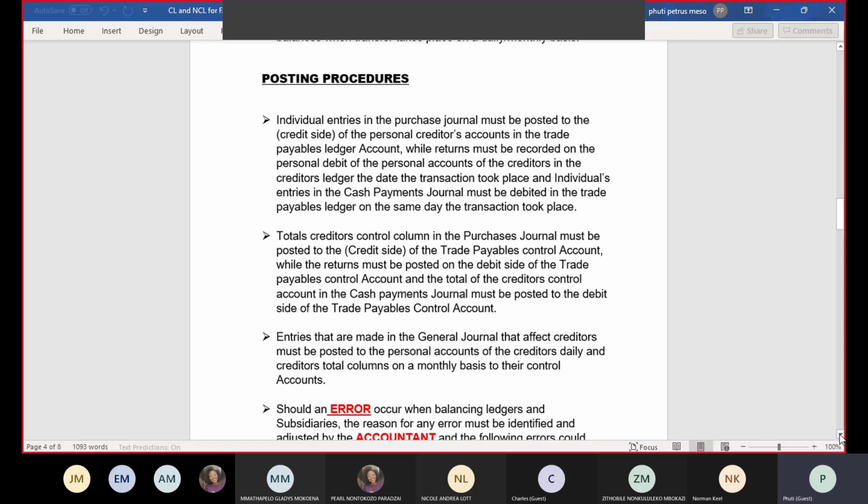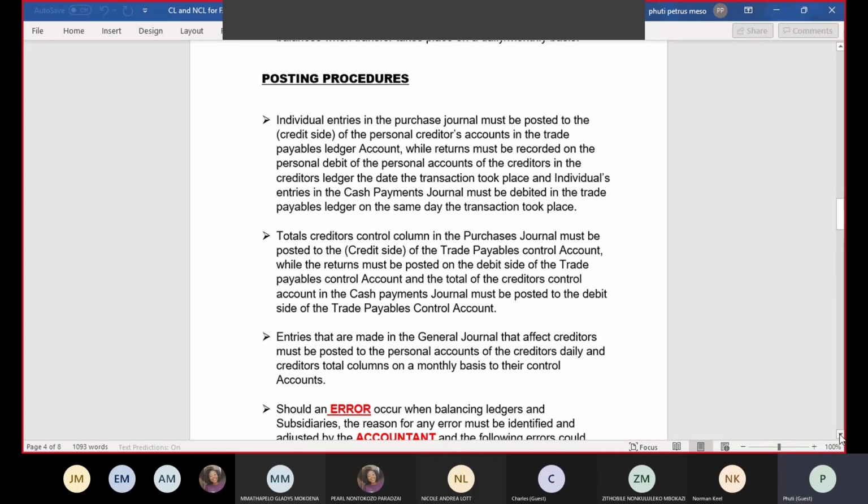The returns will go to the debit side of the trade payables control account, and the total of the creditors control account in the cash payments journal must be posted to the debit side of the trade payables control account. Let me tell you why. Because when you're making a payment, you are reducing how much you owe to your creditors. So the reduction should go to the debit side of the trade payables control account.